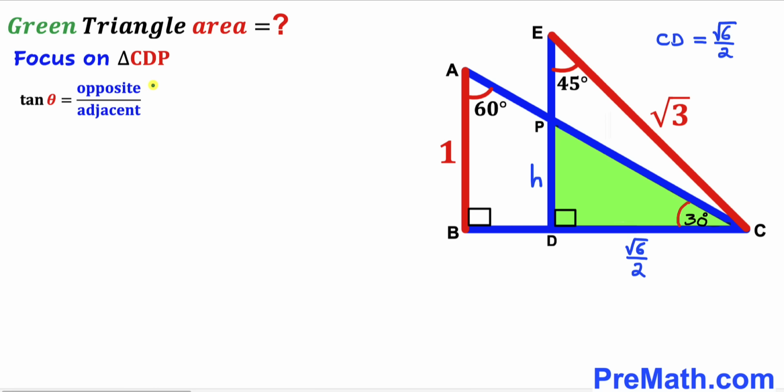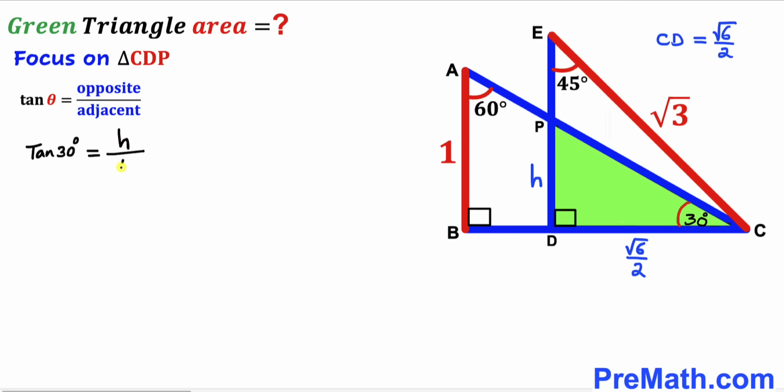And now let's recall the trigonometric ratio. Tangent of theta is always equal to opposite side divided by the adjacent. And in our case, for this angle 30 degrees, our opposite side is lowercase h, whereas our adjacent is square root of 6 divided by 2. So therefore tangent of 30 degrees is going to be equal to our height h divided by square root of 6 divided by 2.